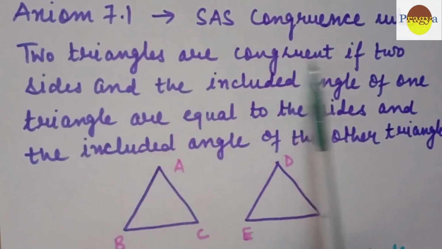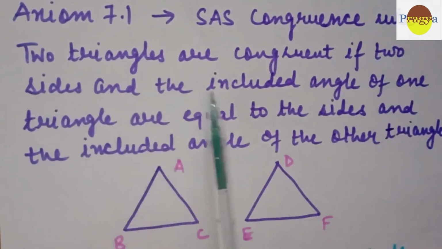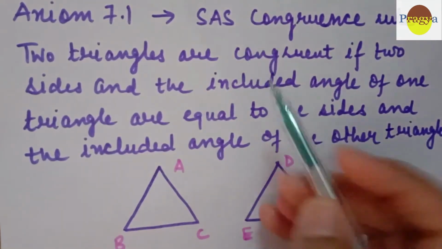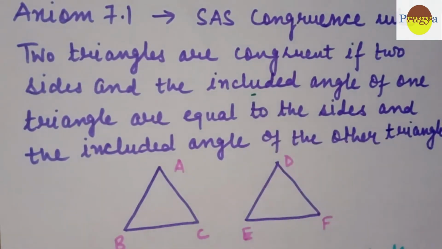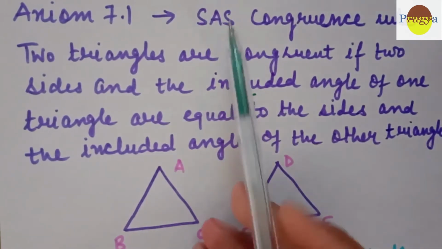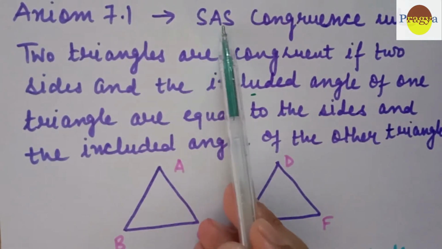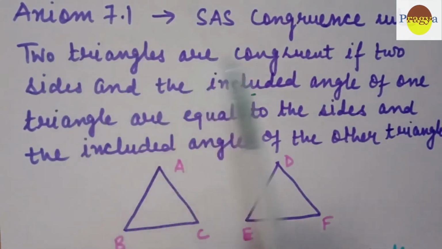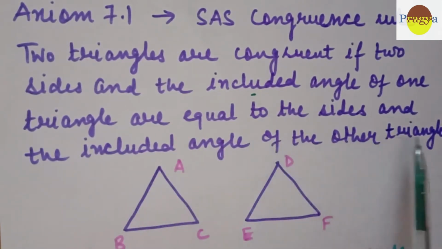Two triangles are congruent if and only if two sides and the included angle... Please put your concentration on this word, included angle. It means if we take any two sides, we have to choose the included angle between these two sides, not any other angle. So the triangles are congruent if two sides and the included angle of one triangle are equal to the sides and the included angle of the other triangle.